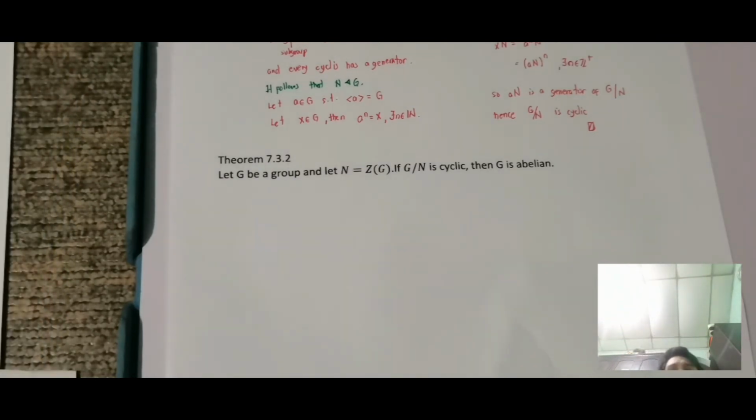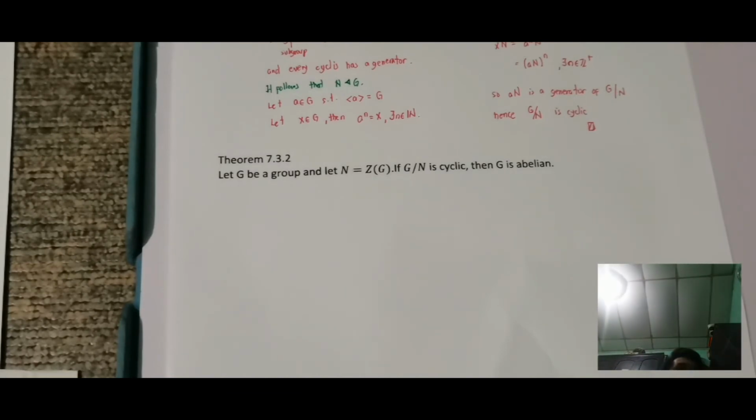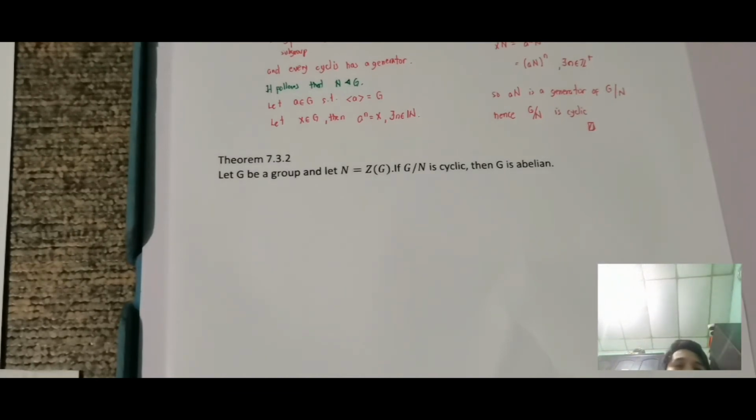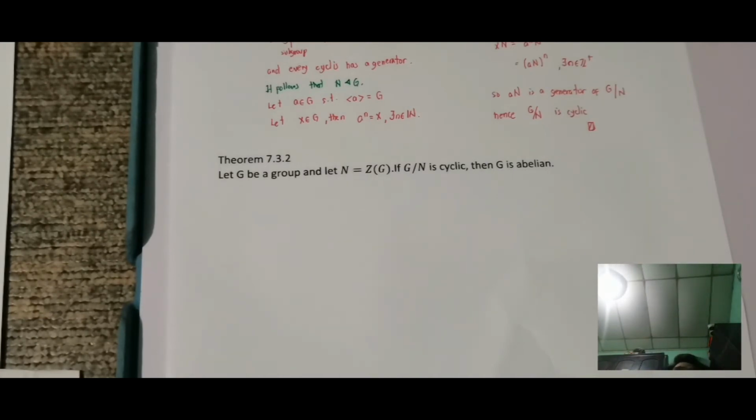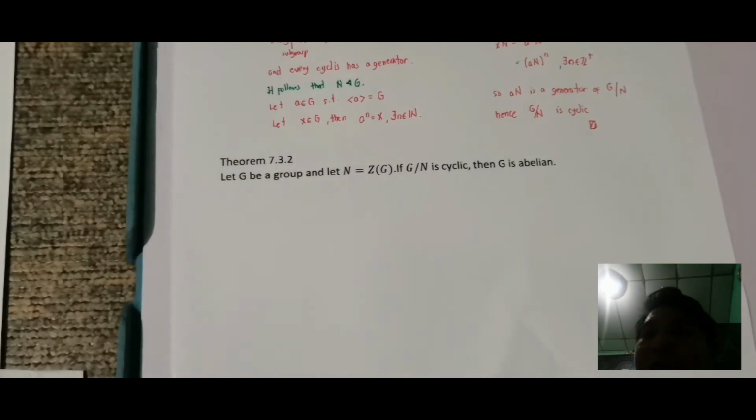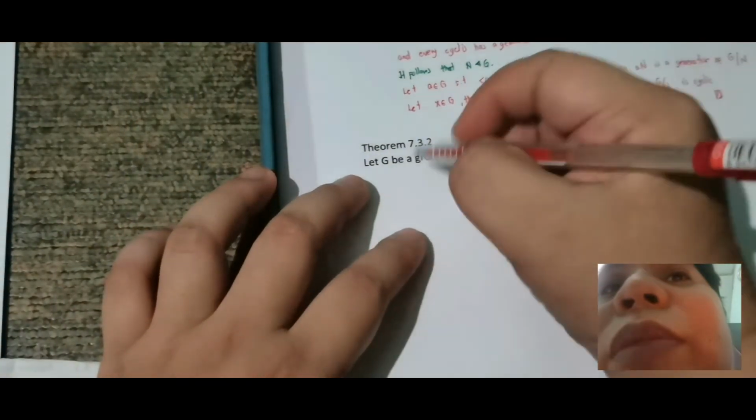Actually, it's very obvious, no? If G over N, where G is a group and N is equal to the center of G, is obviously cyclic, then G is abelian. Okay, so we can actually break this down. So let's check. This will be the proof.